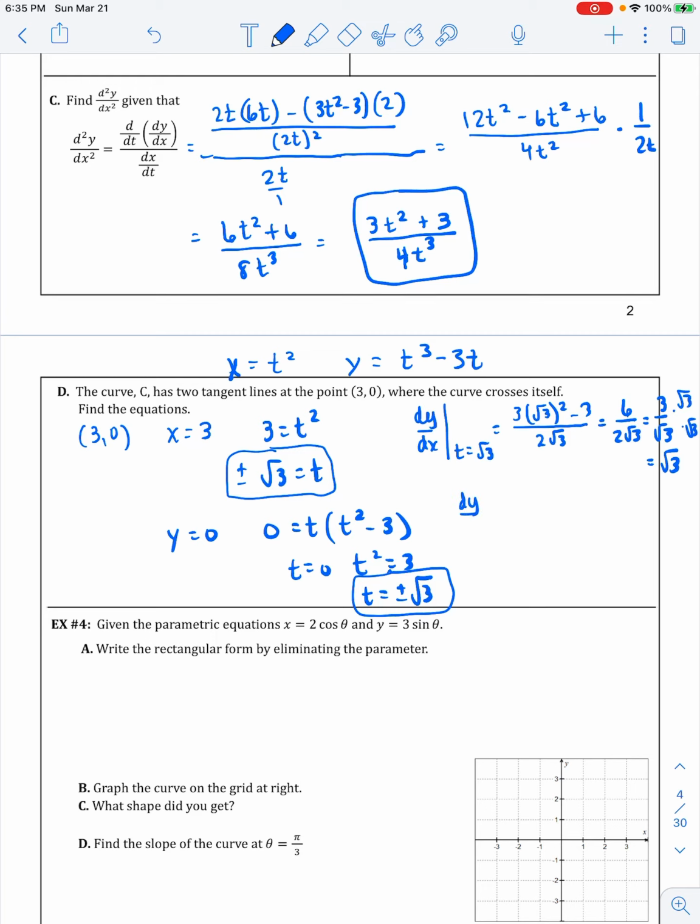So there's the slope of the tangent line for that t value of positive square root of 3. And now we're going to do the same thing with the negative square root of 3.